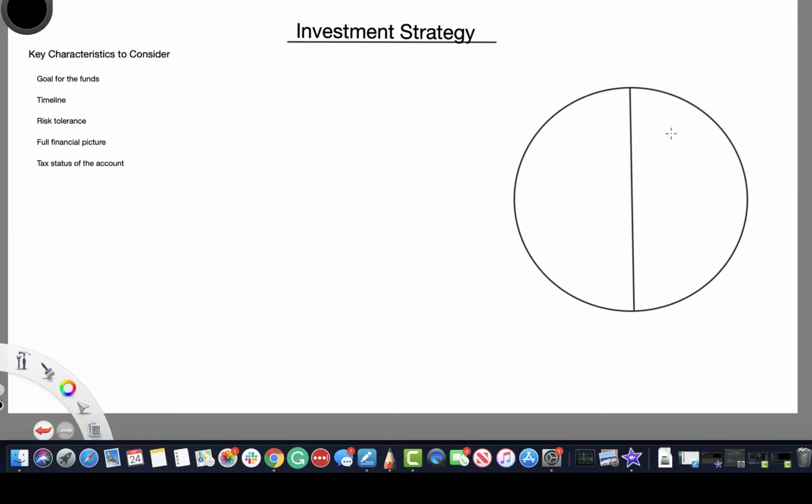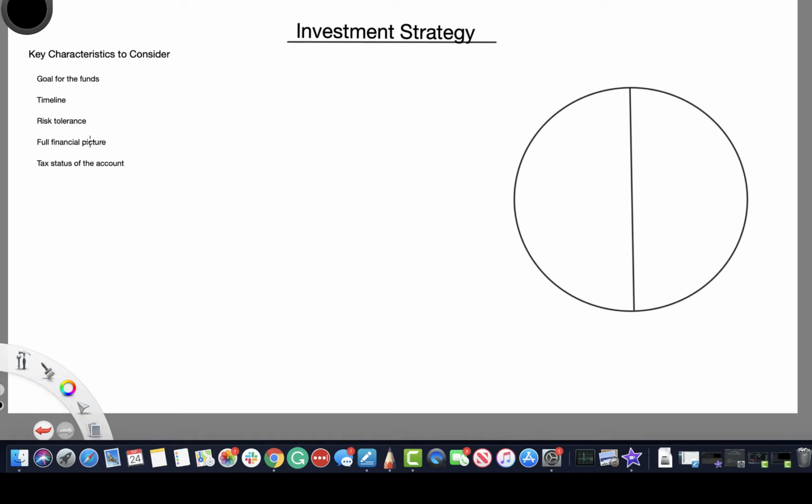But yeah, let's jump in. So investment strategy. What is an investment strategy, right? An investment strategy is designed to guide an investor's investment decisions. A lot of it is based on a few key characteristics that you can see over here on the left. We want to always include the goal, the time frame, a person's risk tolerance, their full financial picture, as well as the tax status of the account being invested.